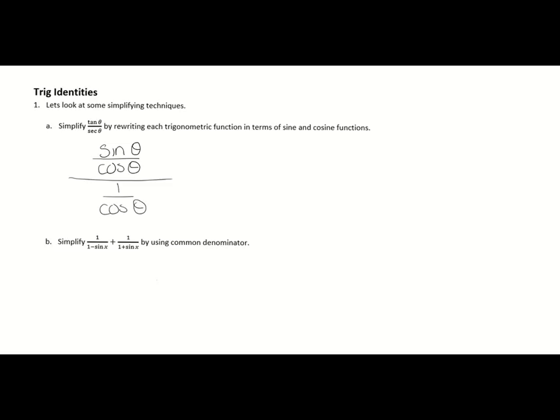Now dividing by a fraction is the same as multiplying by its reciprocal. So we have sine theta over cosine theta times cosine theta over 1. And here the cosine theta cancels and we're left with sine theta. So at first it doesn't seem like tangent of theta over secant theta is sine theta, but it is. If you were to pick any angles and plug them in, you would see that tangent of theta over secant theta will give you the exact same thing as just plugging the angle into sine. All right, let's look at another technique.